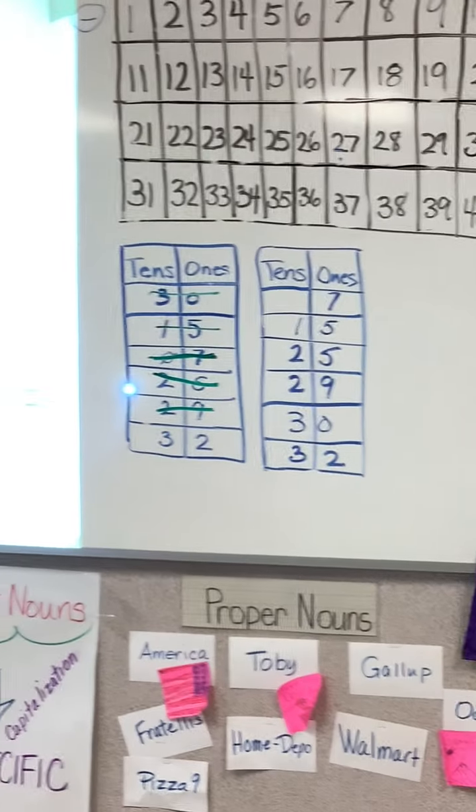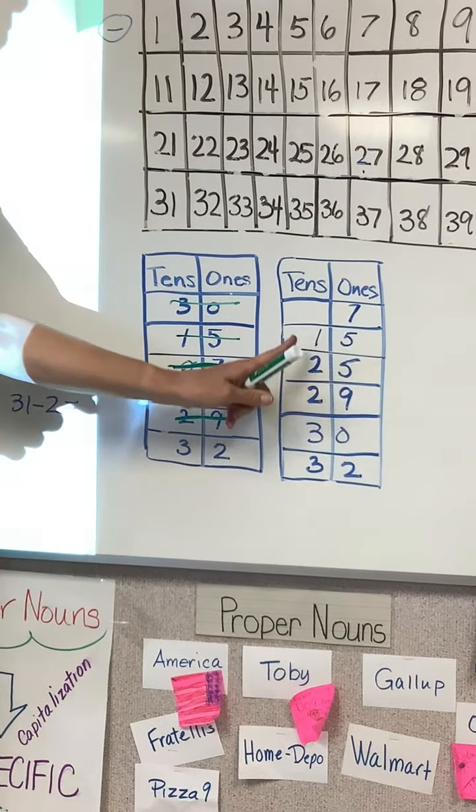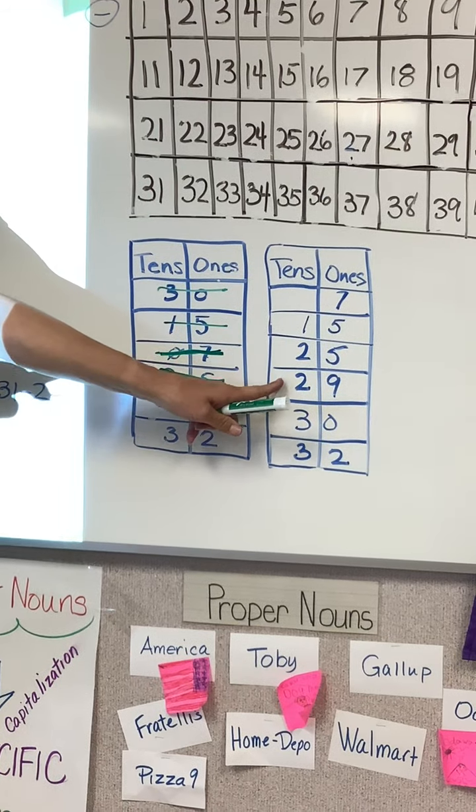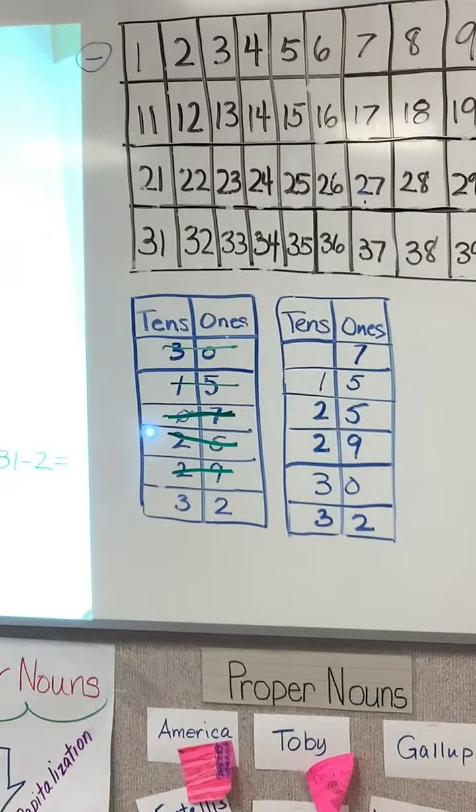Put the numbers in order from least to greatest, and there it is. 7, 15, 25, 29, 30, 32. Okay? Good.